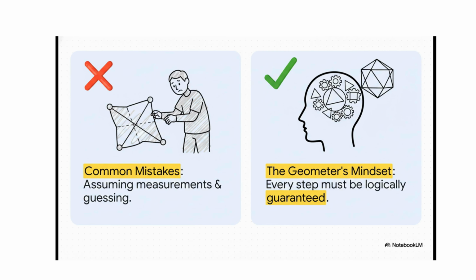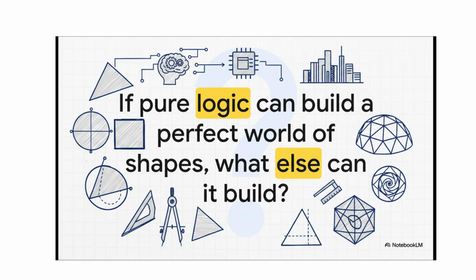approximations, just proof. And that leaves us with one final thought to chew on. We've seen how a few simple, obvious rules can be used to build a whole world of perfect, undeniable geometric truth. And it just makes you wonder, if pure logic can build all of this, what else can it build?